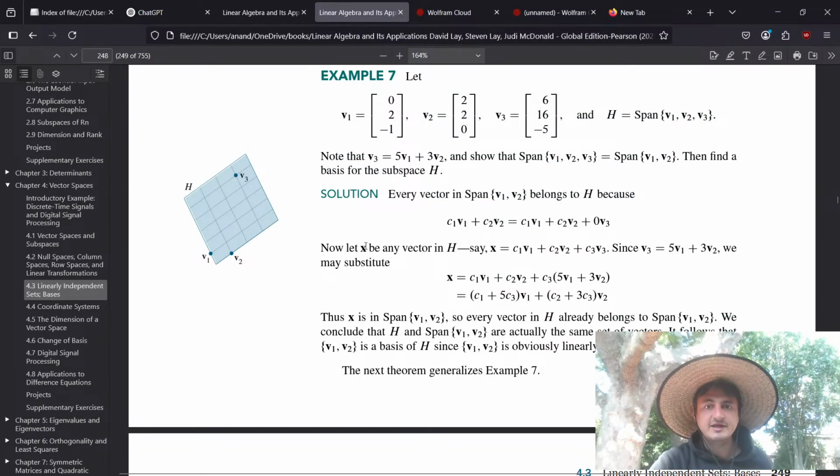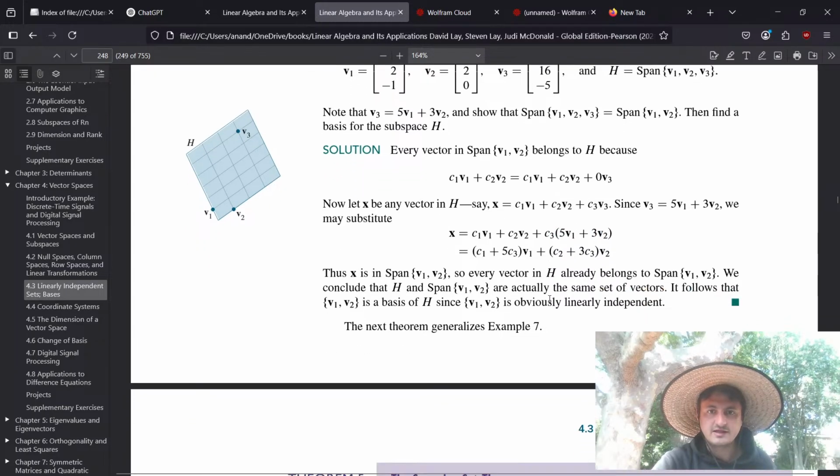Now let X be any vector in H. Say X equals C1 V1 plus C2 V2 plus C3 V3. And since V3 is equal to 5V1 plus 3V2, we can just substitute that in for the third vector, and it all works out.